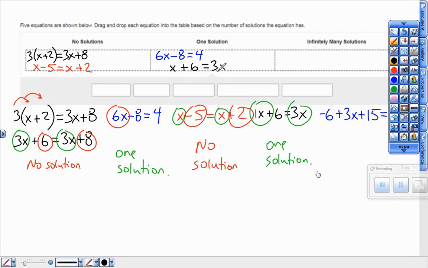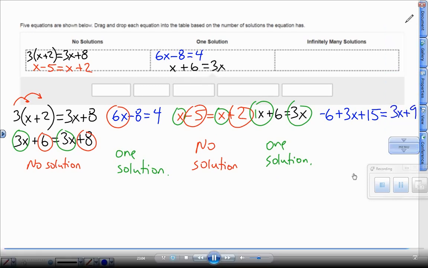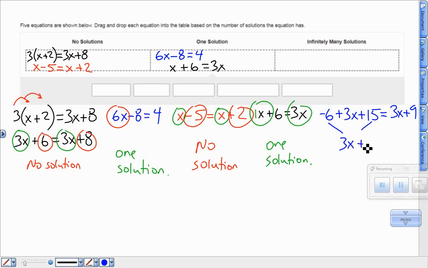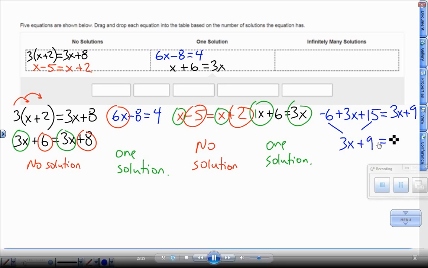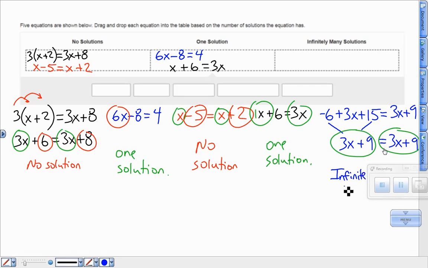And then the last one. This one has you combine like terms. And then realize what you're dealing with here. Those two are exactly the same. That shows that this is an infinite solution situation. Any number I plug in here is going to be times 3 and adding 9. Infinite. The last word is always, always.